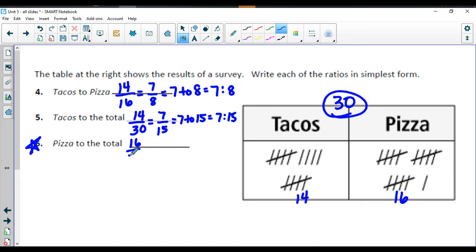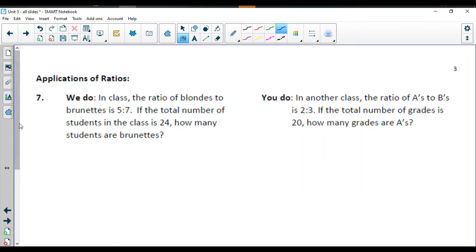Pizza has 16, the total is 30. Reducing that, you're going to end up getting 8 over 15, which you could have also written as 8 to 15 or 8 colon 15. Those are all your options there.